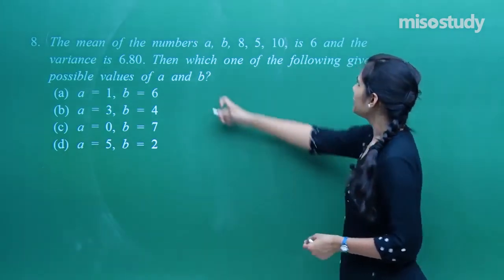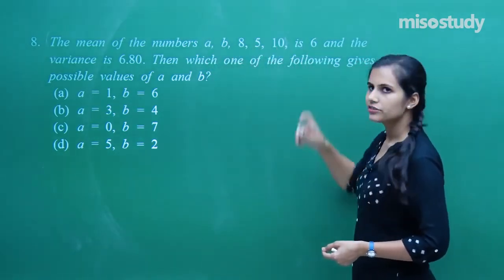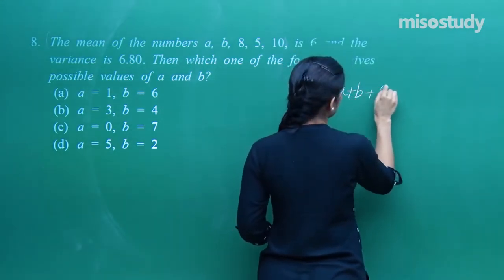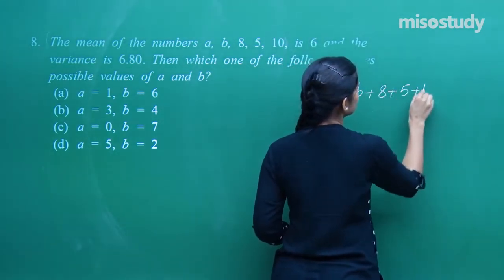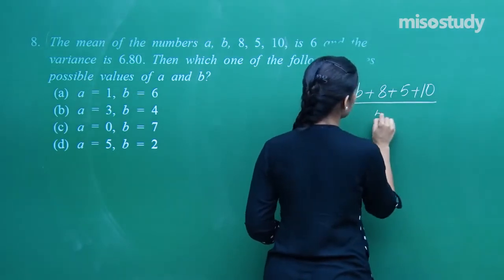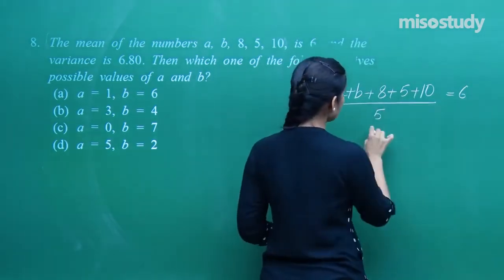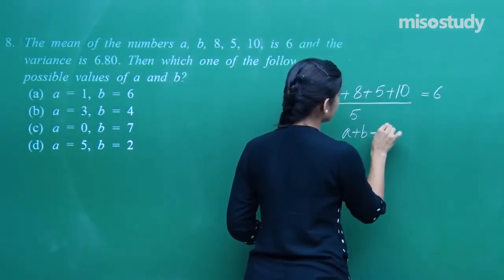If the mean of these 5 observations is 6, that means (a + b + 8 + 5 + 10) whole upon 5. This is given to you as 6. You solve this out, you get a + b = 7.